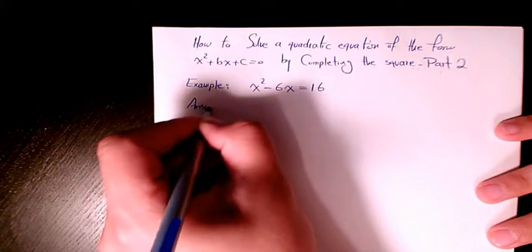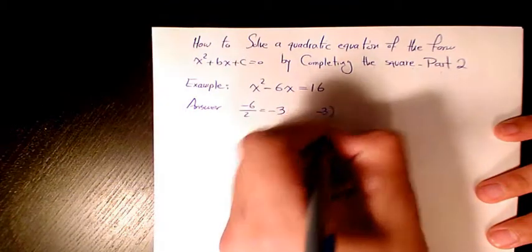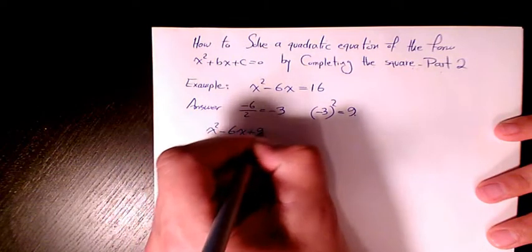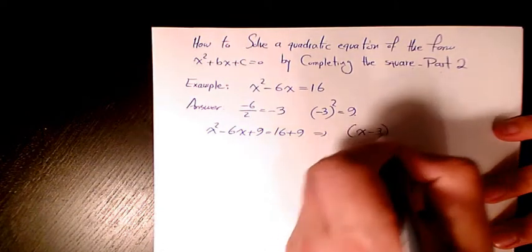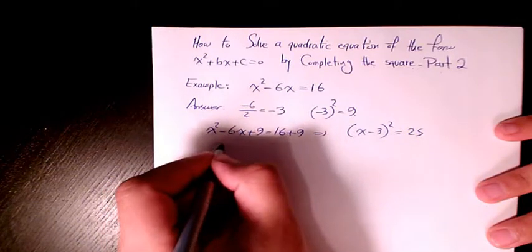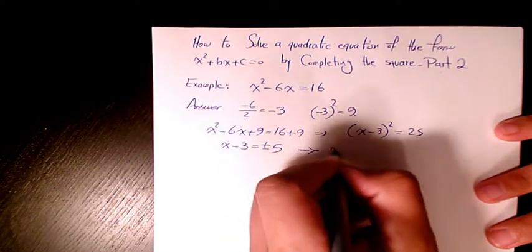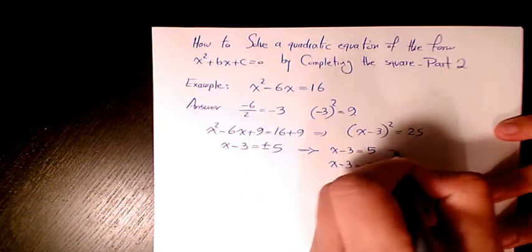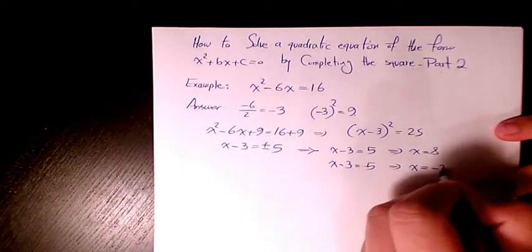For example, here we have negative 6 divided by 2 is negative 3. Negative 3 to the power of 2 is 9. So we add it to both sides. That will make it x minus 3 to the power of 2. 16 plus 9 is 25. So then we can say x minus 3 is plus minus 5. Therefore, x minus 3 is 5. x minus 3 is negative 5. For the first one, x will be 8. And this one will be negative 2.